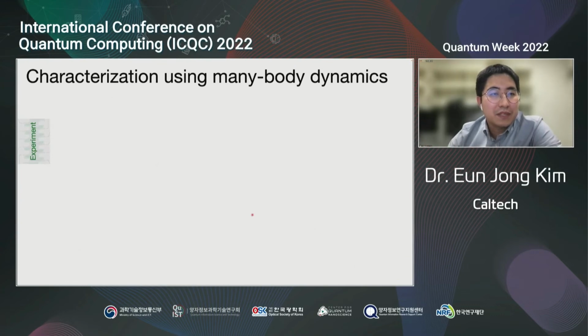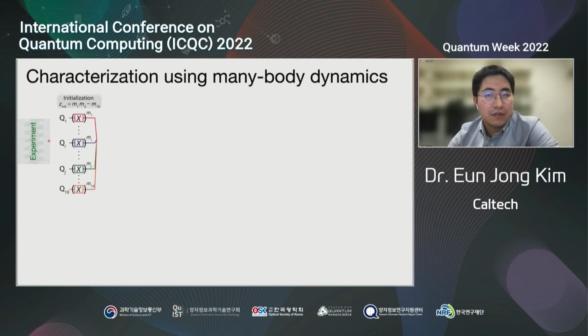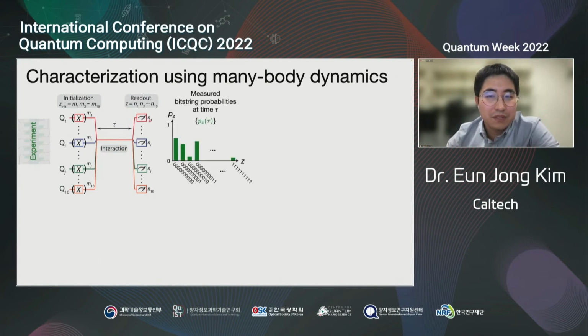We have experimentally demonstrated this protocol to learn about the Hamiltonian realized in our experiment. On the experimental side, we have initialized the 10 qubits in a state corresponding to the bit string Z in it, and their idle frequencies, dynamically tune them on resonance for time tau, followed by projective measurement at the original idle frequencies, which gives the measurement outcome in the form of bit string Z. And after about 10,000 repetitions of this experiment, we obtain the probabilities of measuring a bit string given by PZ.